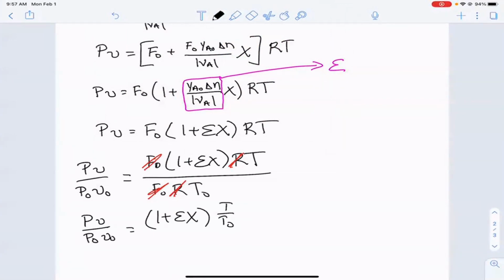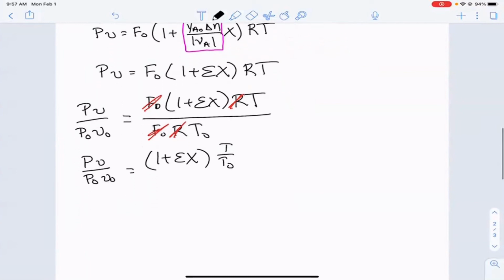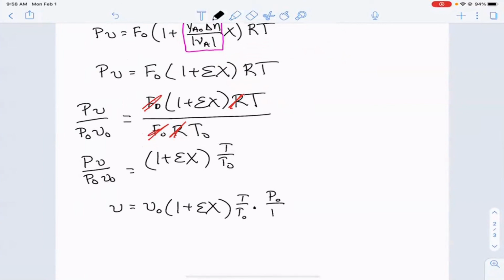And from here, there are a couple of different ways that we like to express this relationship. The first one is explicit in the specific volume, or sorry, the volumetric flow rate. So the volumetric flow rate, if we just solve for that, would be V0 times 1 plus epsilon x times T over T0 times P0 over P.